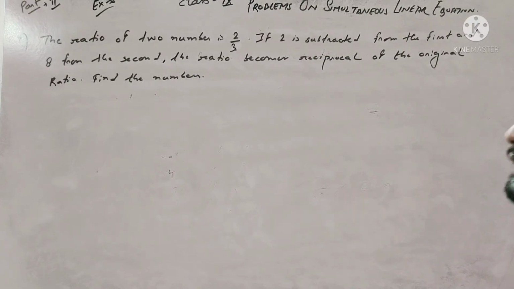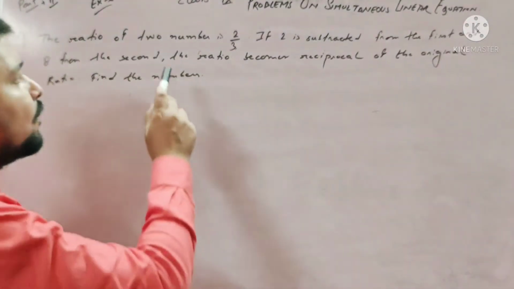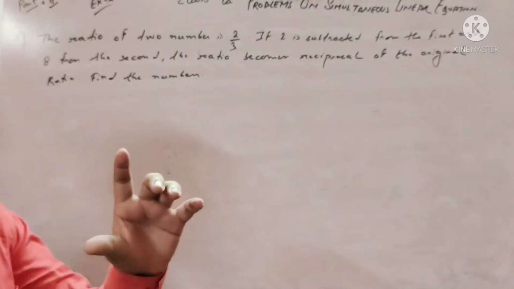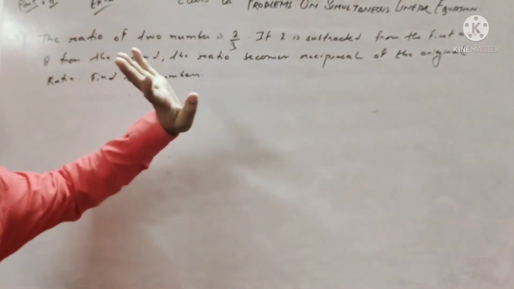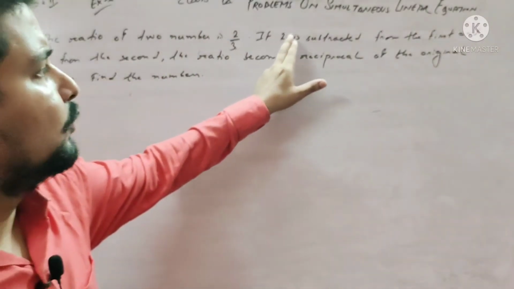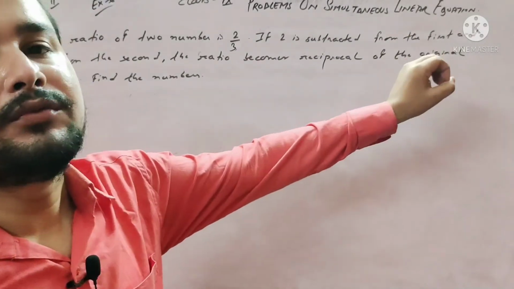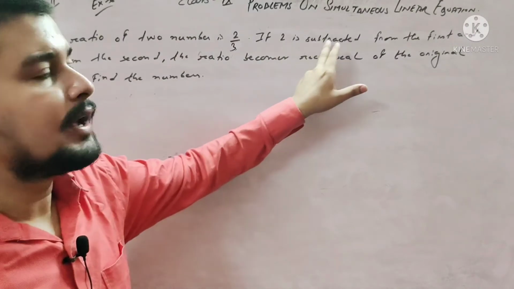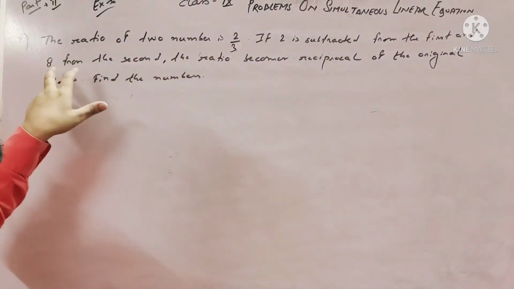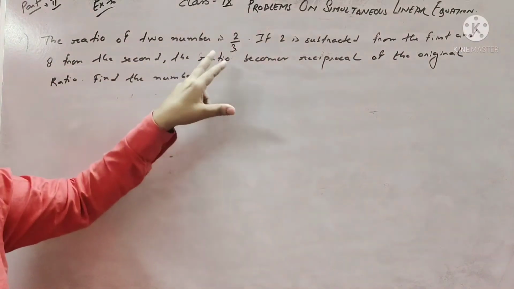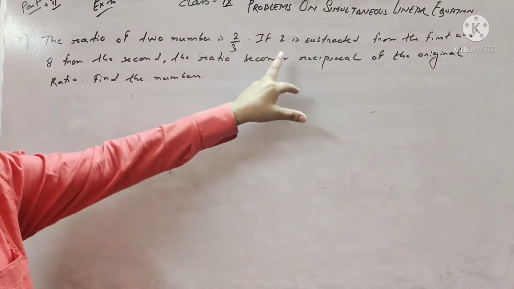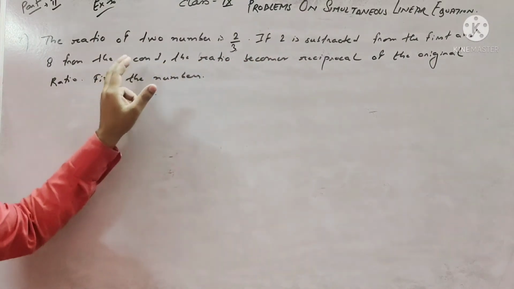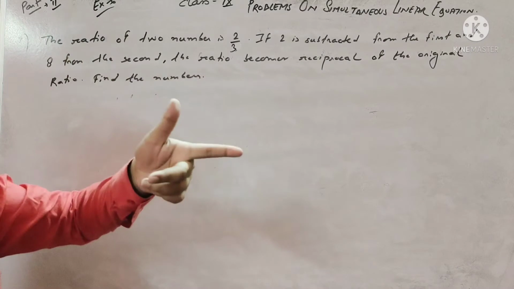So our question number 9 is: the ratio of any two numbers is 2 upon 3. If 2 is subtracted from the first number, that means from the first part of the ratio you subtract 2, and 8 from the second part, the ratio becomes reciprocal.